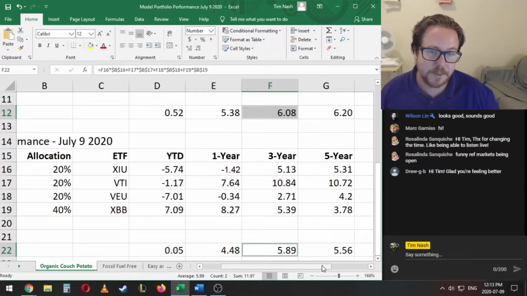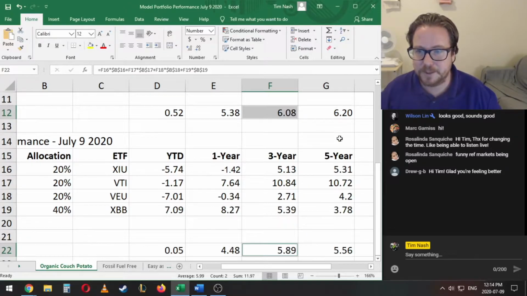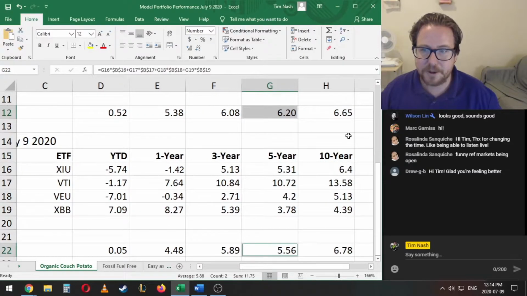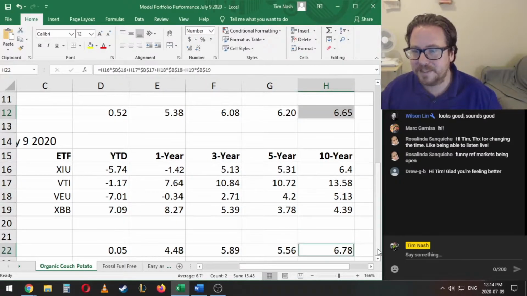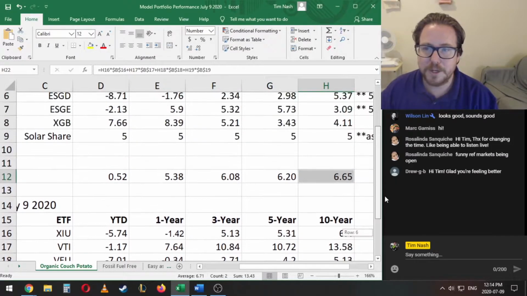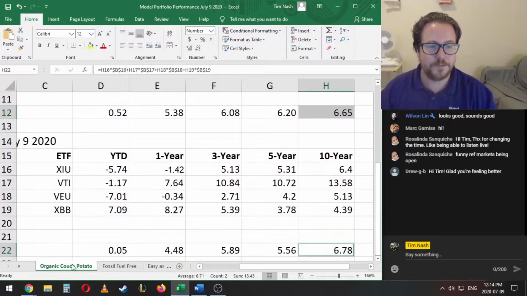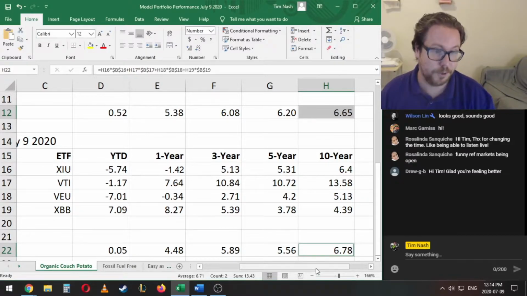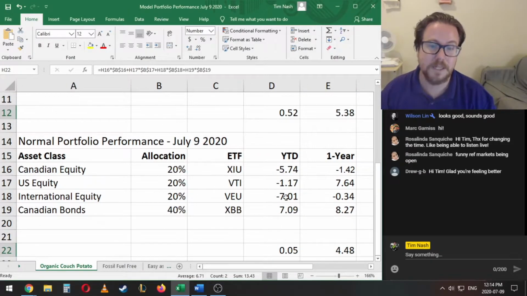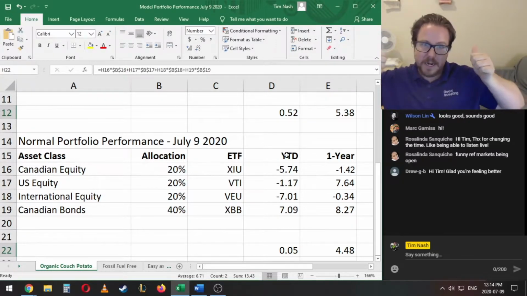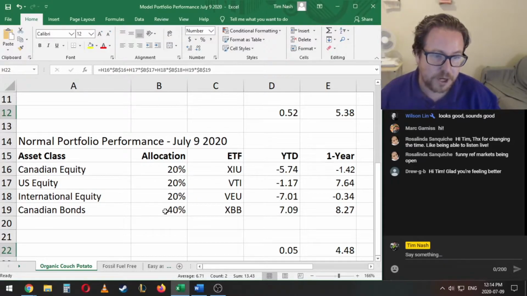From there, the 3-year performance is going to be very, very similar. The 5-year performance, the organic couch potato did do a little bit better. Although the 10-year performance, it is still dragging just by a tiny little bit. So, this is what I expect from the organic couch potato portfolio. It is really designed to do about the same as the traditional portfolio. And you can see here that that has been the case. So as far as I'm concerned, that's kind of a win that this portfolio is doing its job.